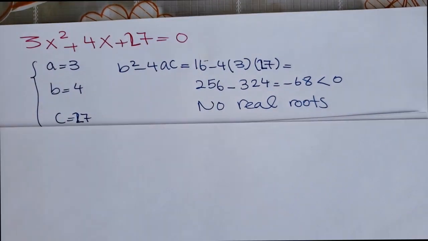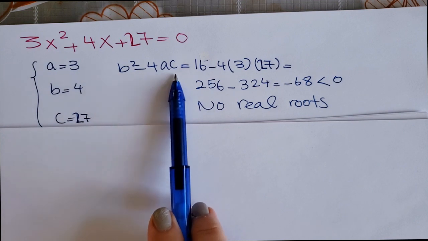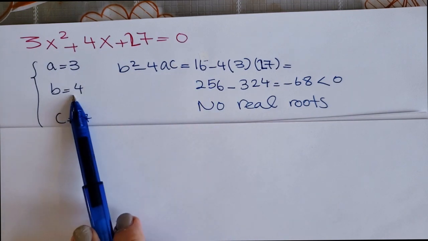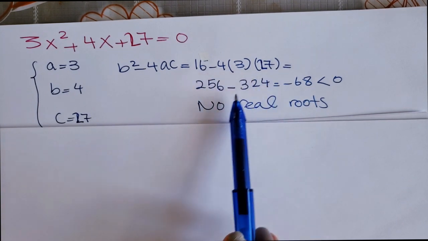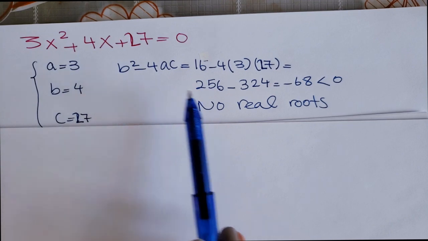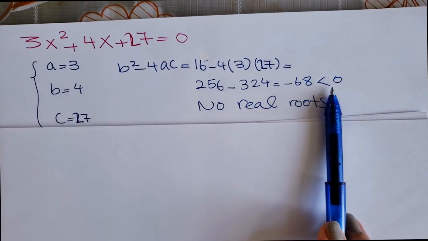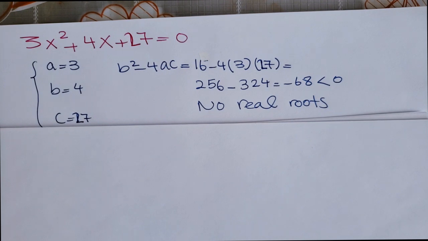Okay, so here let's substitute it in the discriminant value. B squared minus 4 times AC. B to the power 2 is 16 minus 4 times AC. And if we find the value, we would see that the discriminant is less than 0. It's a negative number, which means there are no real roots.